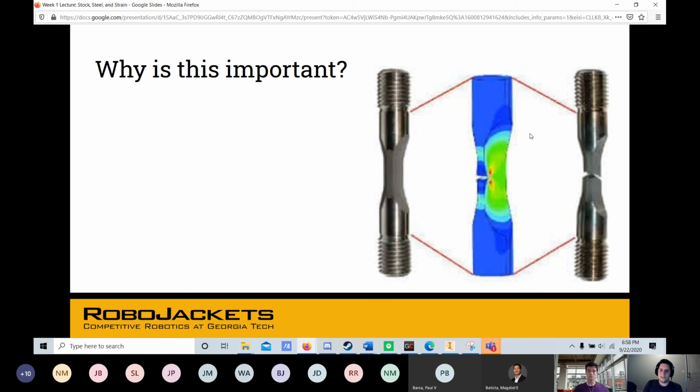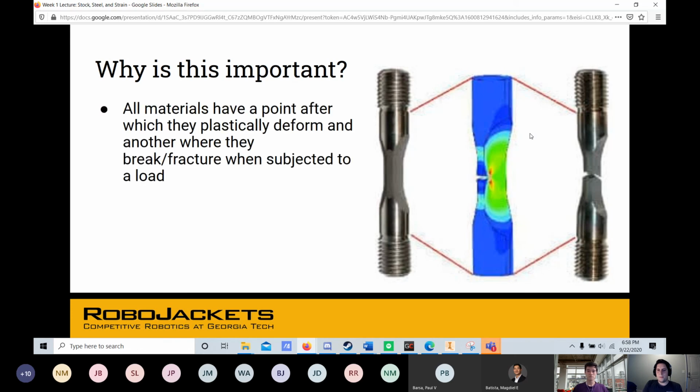Now, why exactly is this important, right? So all materials will have a point after which they will start to plastically deform and another where they will break and fracture when subject to a load. So when you design a part for any sort of loading condition, it's very important to understand what loads it's undergoing, what stresses it might see, either through hand calculations or some computational solver. And essentially you want to keep your materials underneath that point, designing such that the loads you're expecting aren't going to cause this material to go into the plastic region.